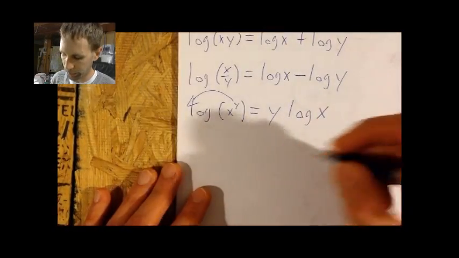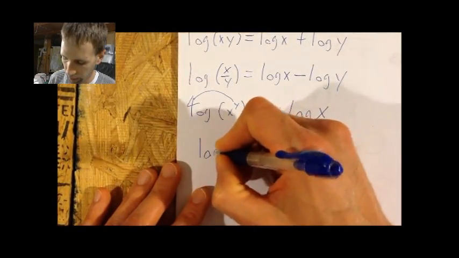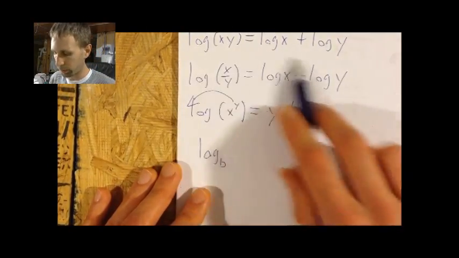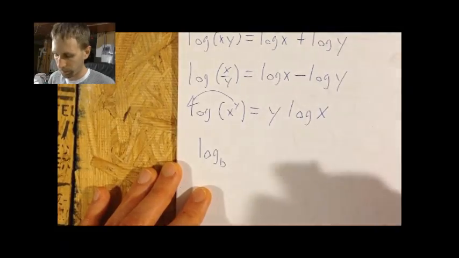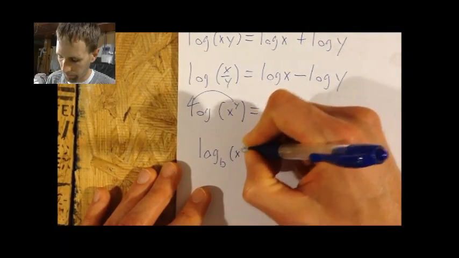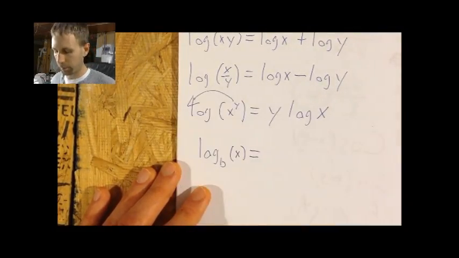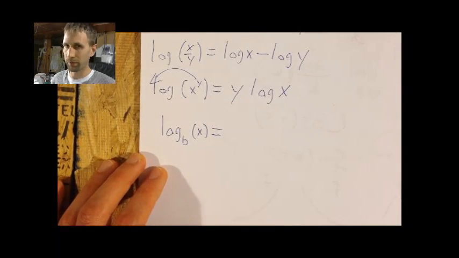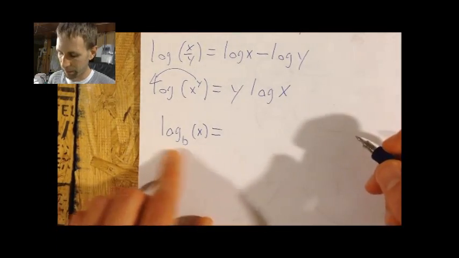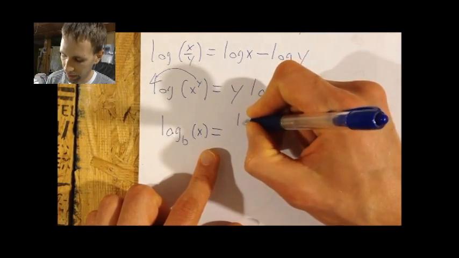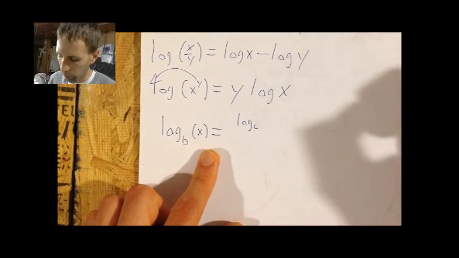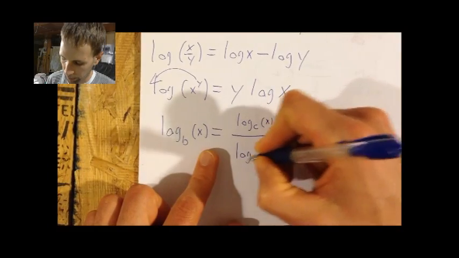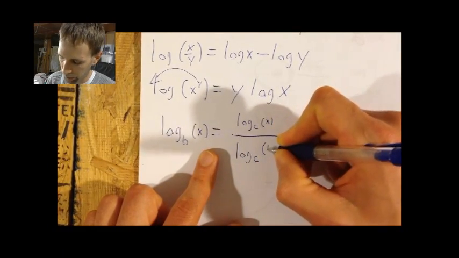And the last one is the change of base formula. If you have log base b, now I just wrote 10, but these 3 rules apply to any log that you want. Log base b of x. Any log can be changed. The base can be changed. And that's why it's called the change of base formula, right? Log base b of x can be rewritten as log base anything you want of x divided by log of that same base of b.